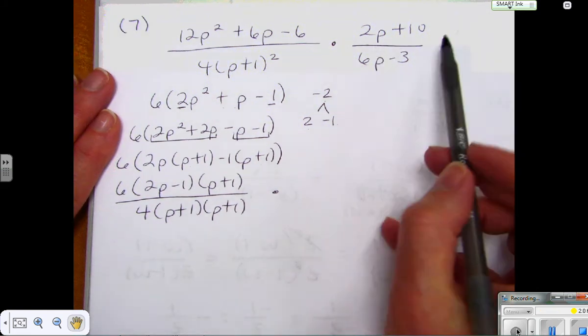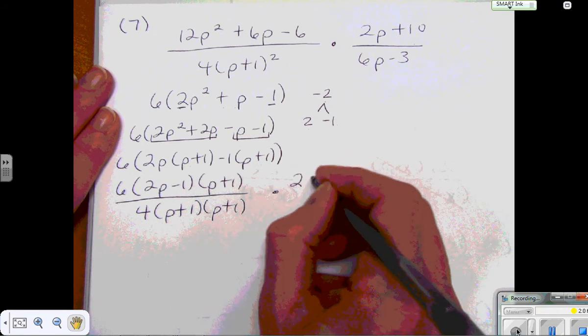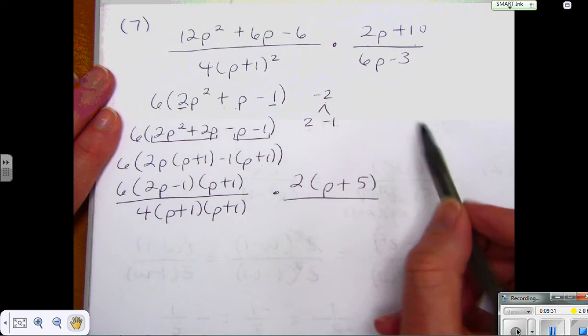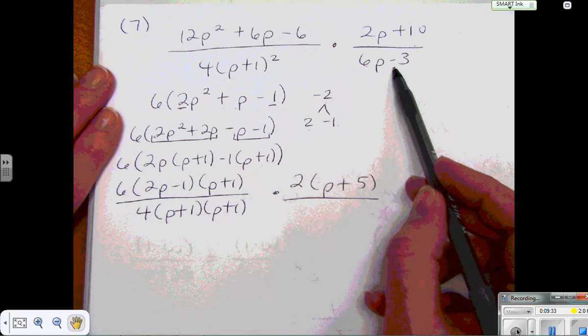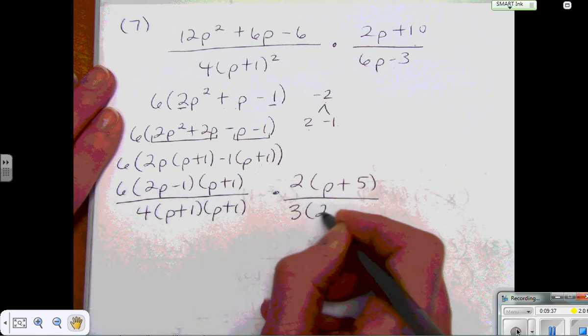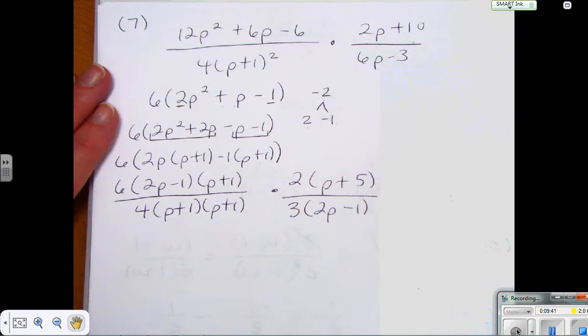Now this second fraction, the numerator, I can factor out a 2. So I have 2 times (p plus 5). And the denominator has a common factor of 3. So I take a 3 out and I have 2p minus 1. So now I'm ready to reduce.